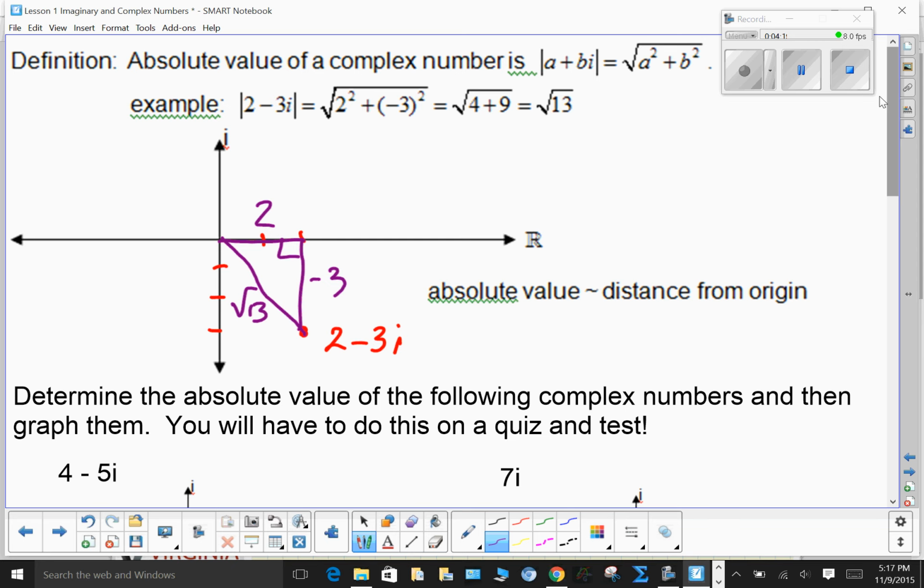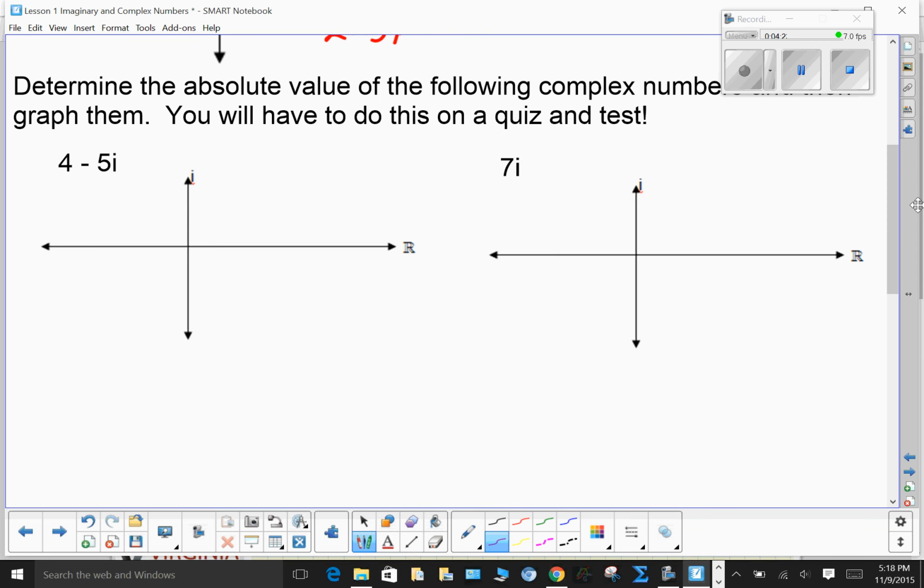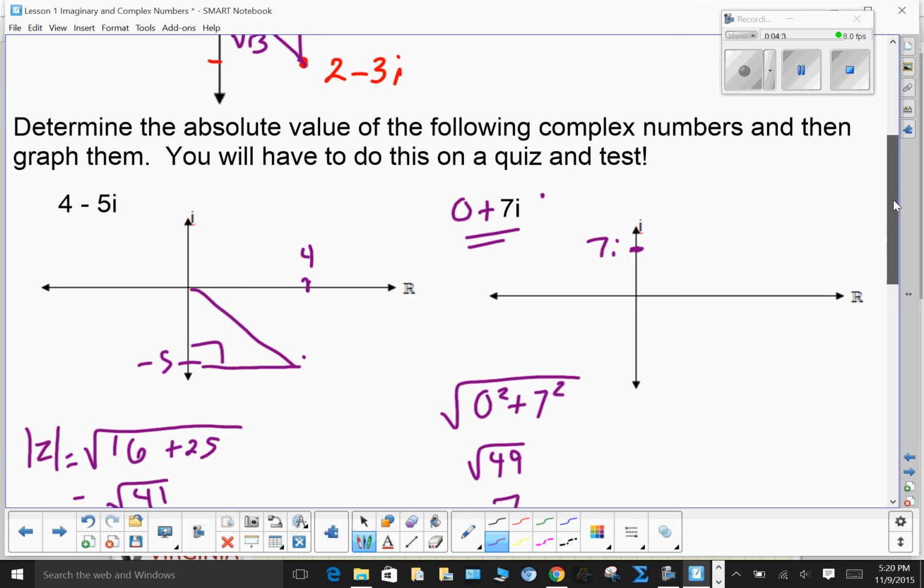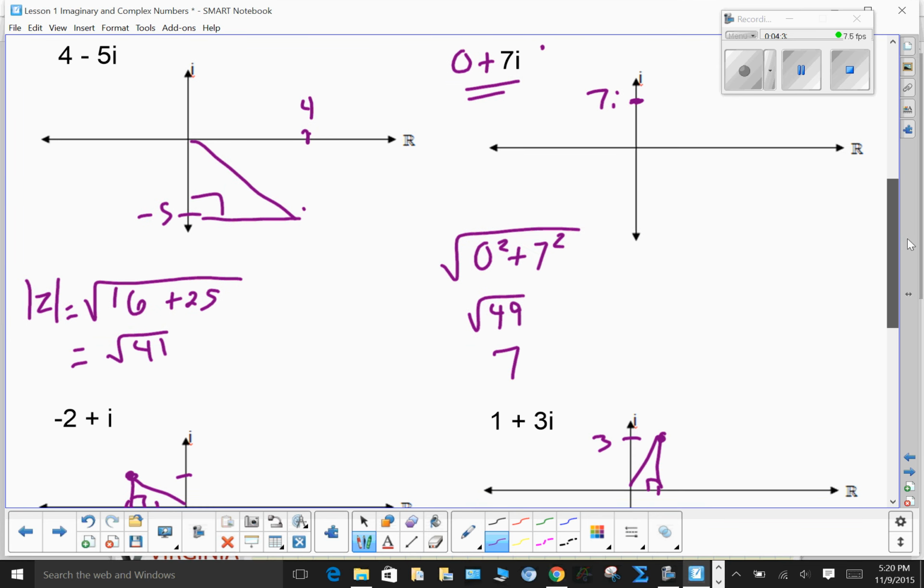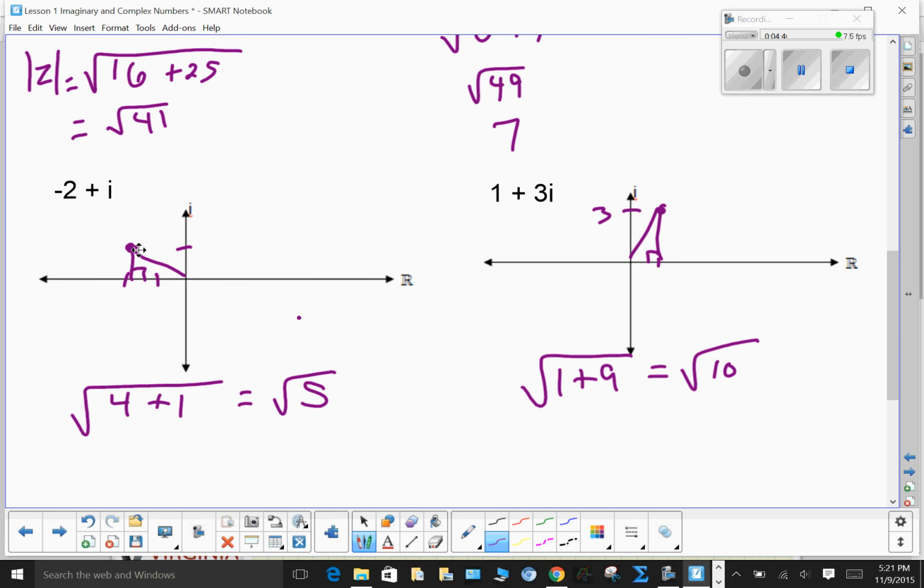Determine the absolute value of these. Okay? You will have to do this on a test or on a quiz. Pause the video and try it. Okay, take a look. How did you do? There's the 4 minus 5i, square root of 41. The absolute value of 7i? 7. That makes sense. It's 7 units straight up, so it's 7 units away. Negative 2i, that's 4 plus 1, square root of 5.